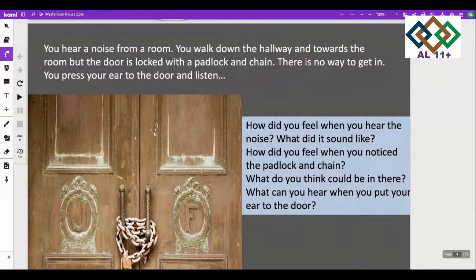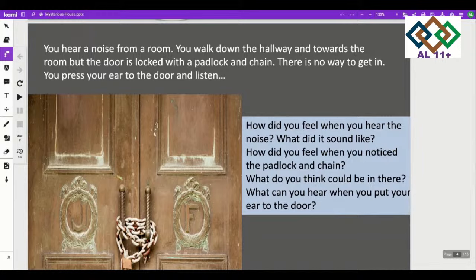You hear sounds like ghost sounds coming, basically the sounds which scare you. So how would you feel? What can you hear? Again, remember that in this creative writing, they keep on asking you again and again to describe your feelings. So you have to think about your feelings and you have to describe them in a very good way, which is different from others. What can you hear when you put your ears to the door?